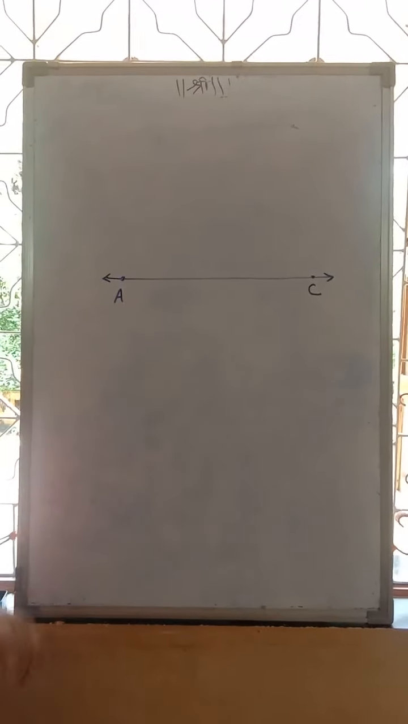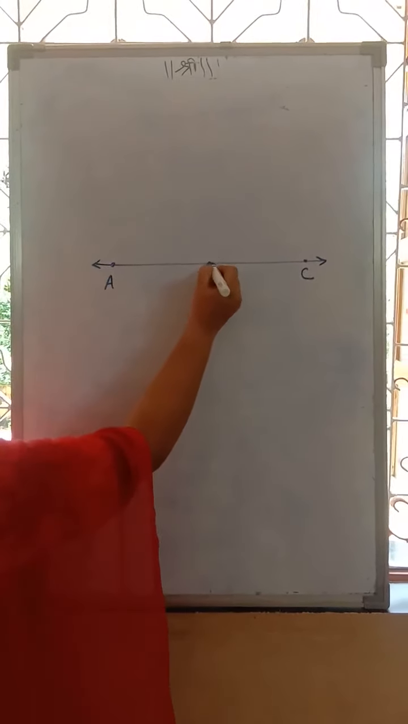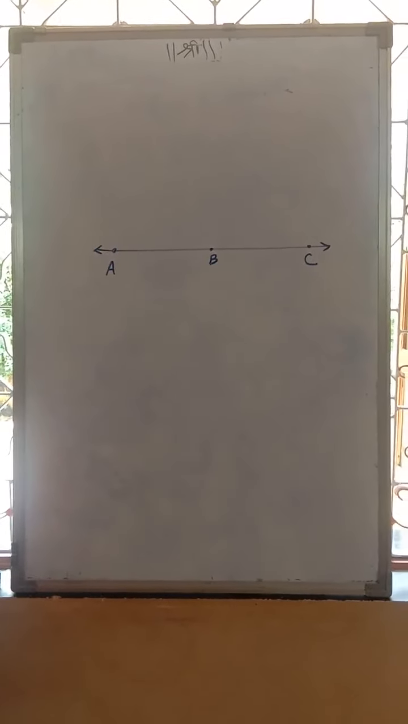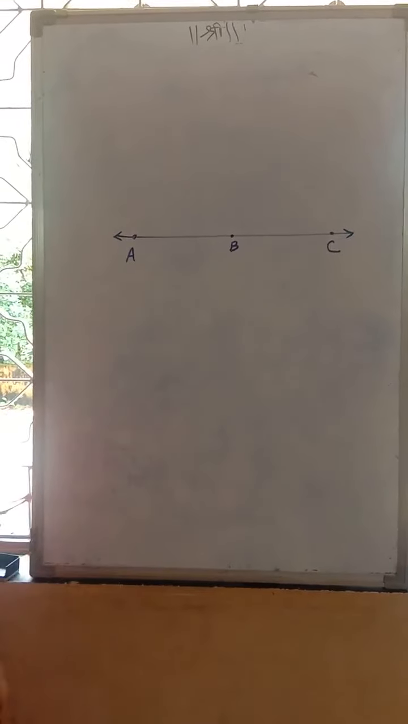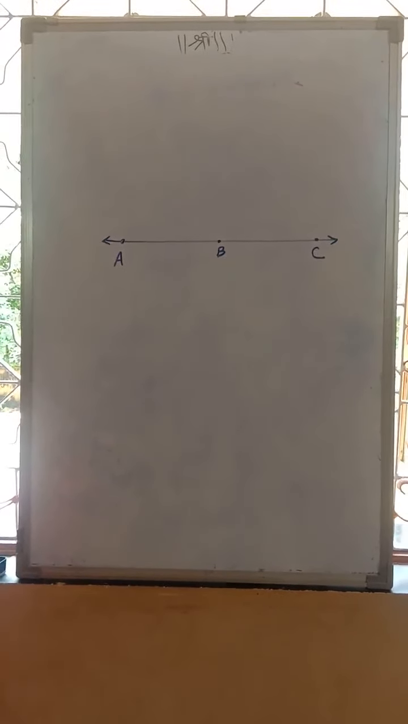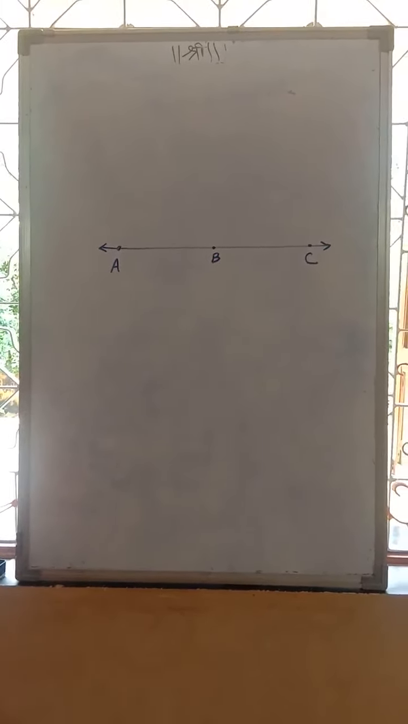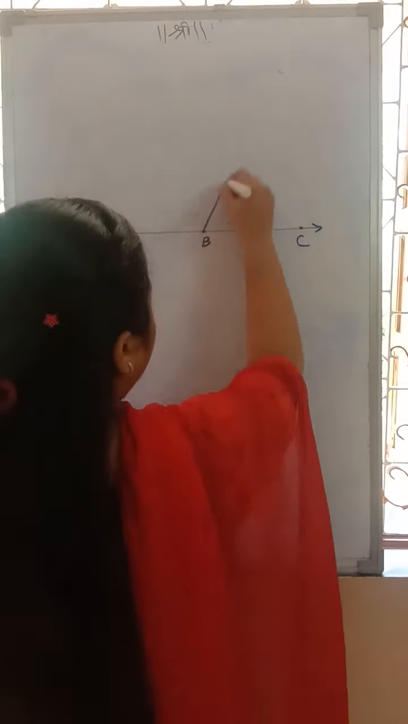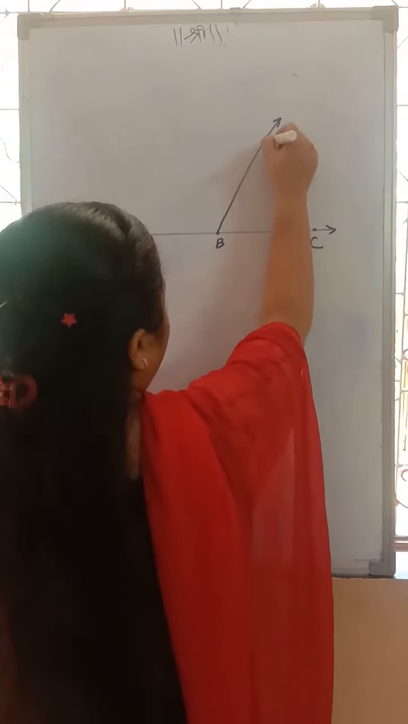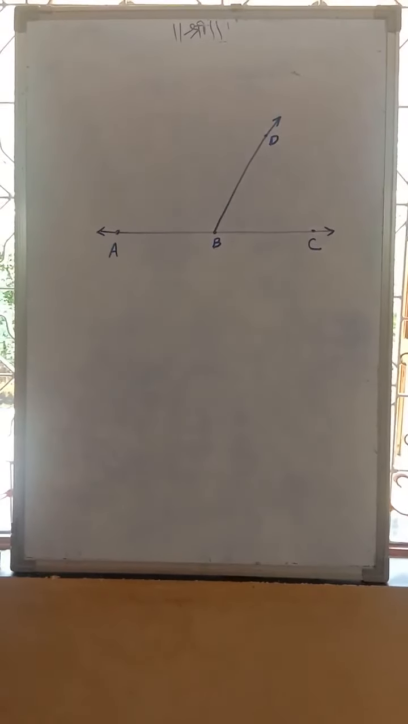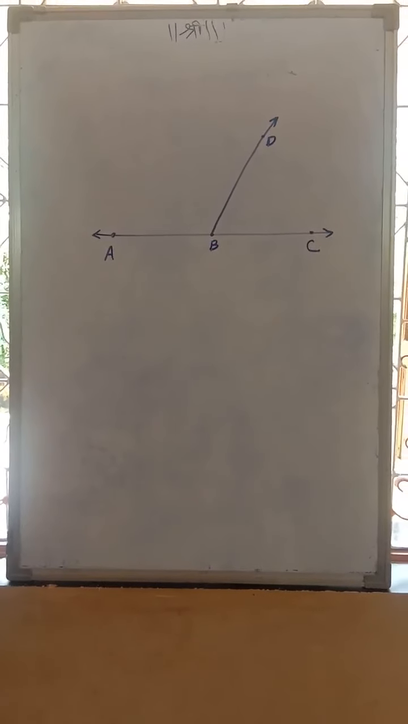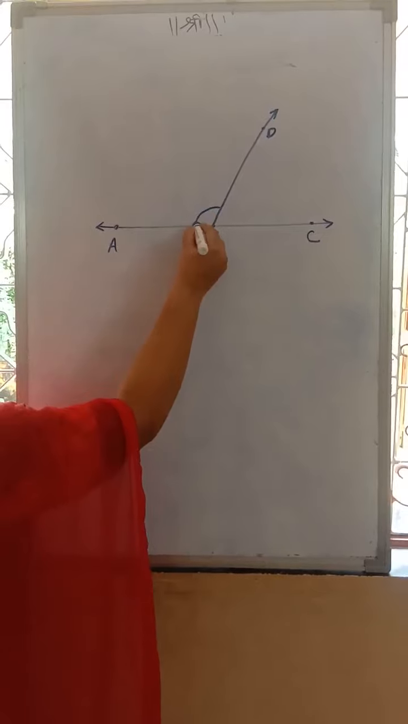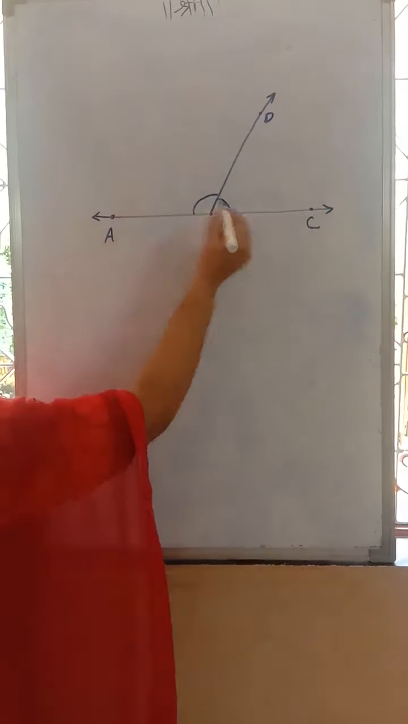I have a line AC. I will take a point on it, that is point B. Now is it angle ABC? Which type of angle is it? Straight angle. What will be its measurement? Of course it will be 180. But at point B I am drawing a ray BD. Now ray BD is cutting this particular angle in two parts. So we are now getting two angles, one on this side and the other on this side.